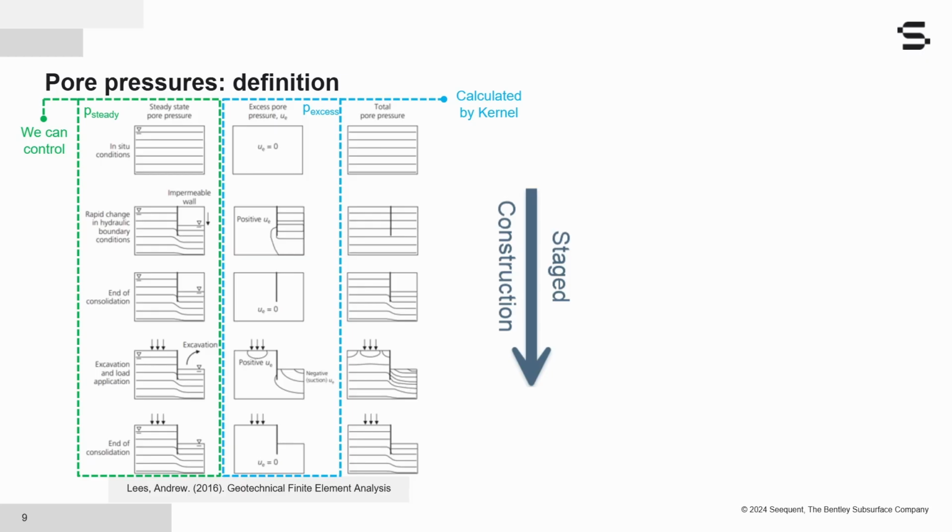So starting from the top to the bottom, we have different simulation stages. We start with the in situ conditions where we establish our steady state pore water pressures in the initial phase. And naturally, we have zero excess pore pressures. And then we move to the installation of the retaining wall and our dewatering, which changes, as you can see, the pattern of our steady state pore water pressures. And it also generates positive excess pore water pressures. Then we have a consolidation step where these excess pore pressures are dissipated. And finally, we have our excavation and loading step and one final consolidation step. So this is an example of how the steady state and excess pore pressures are changing throughout the stage construction.